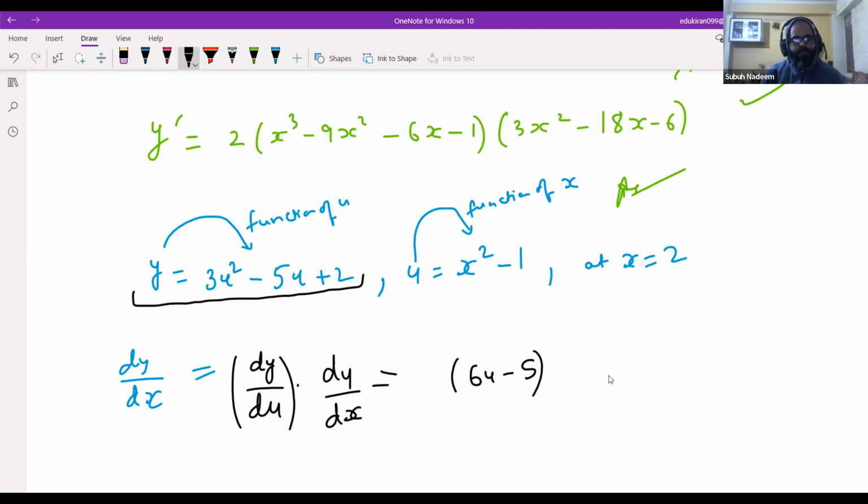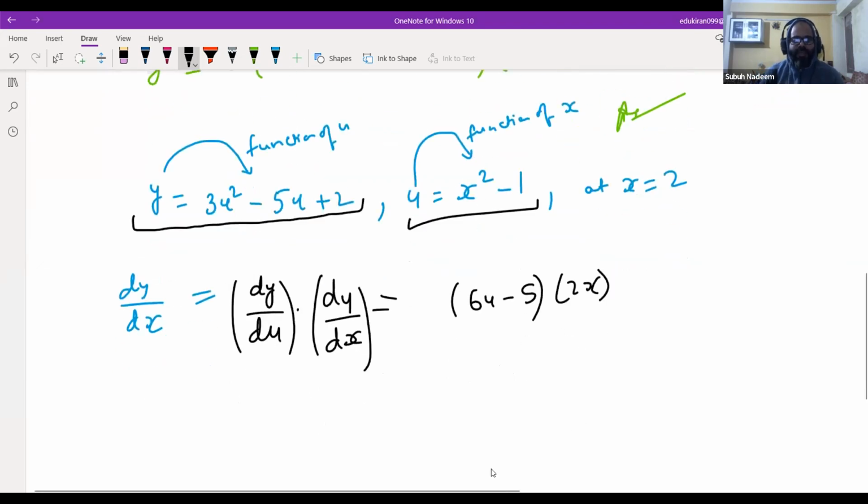And then comes du by dx. So u is x squared minus 1, so du by dx will be simply 2x. Now, they are asking dy by dx at x equal to 2. So at x equal to 2, what is u? u is 2 squared minus 1, that will be 3.